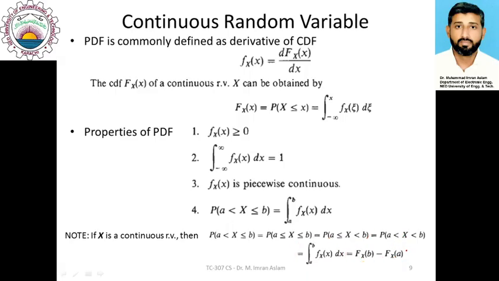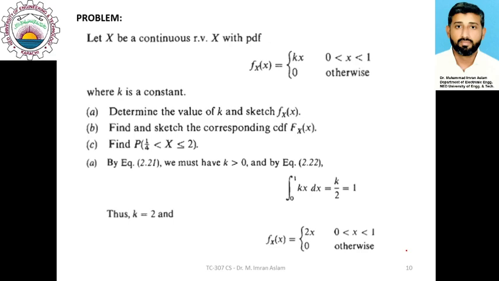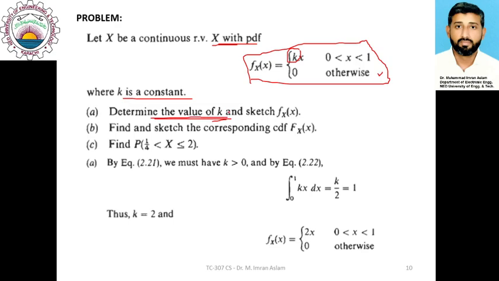In order to conclude the discussion, let us take a simple problem related to this continuous random variable. We have a continuous random variable x, which has a certain PDF, defined here. f(x) is kx between the range 0 to 1 and 0 otherwise. You can see that there is an unknown number here, k, which is a constant, and in order to proceed further, we have to calculate the value of k for this function.